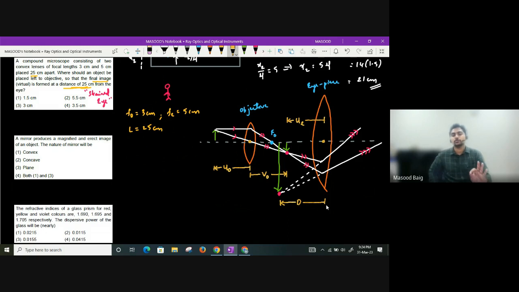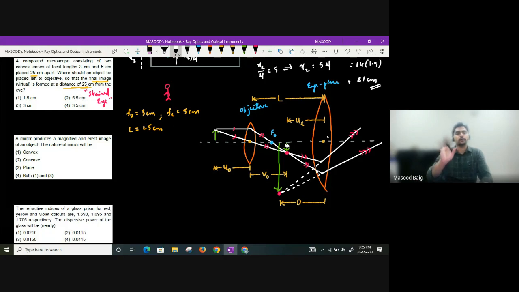Whatever is the image formed by the objective lens will behave as object for eyepiece lens. What is length of the tube? Distance between the two lenses will be given as length of the tube. Can you please tell me what will length of the tube be in this case? See, if it is relaxed eye, the image will be formed at focus of eyepiece. If it is strained eye, image will be formed within the focus, means between focus and optical center, guys. So what is the length of the tube you see from here to here? V naught. From here to here, UE. And D also is given.